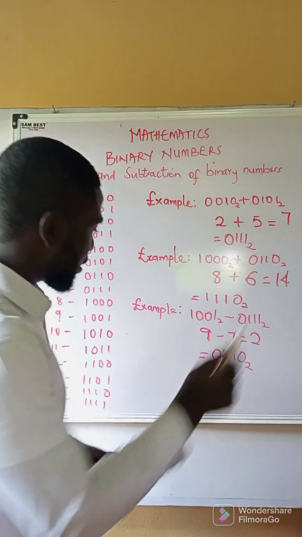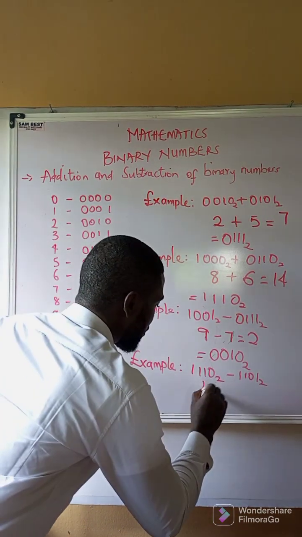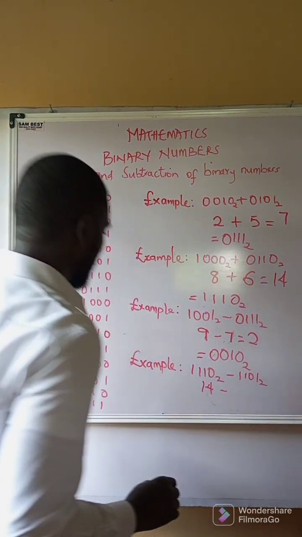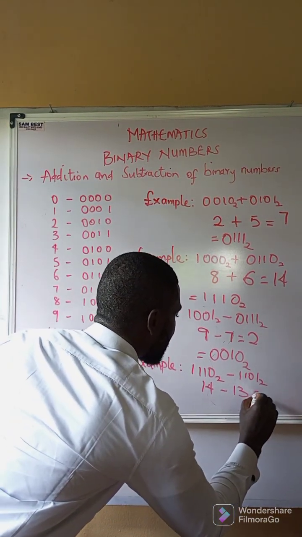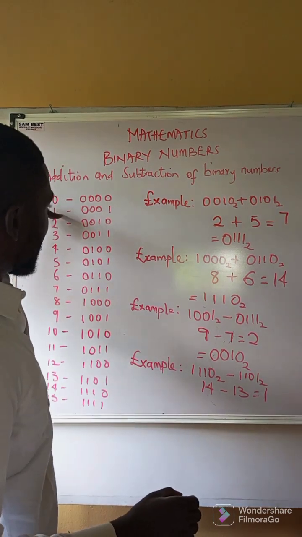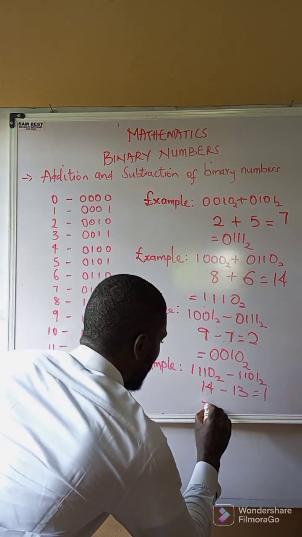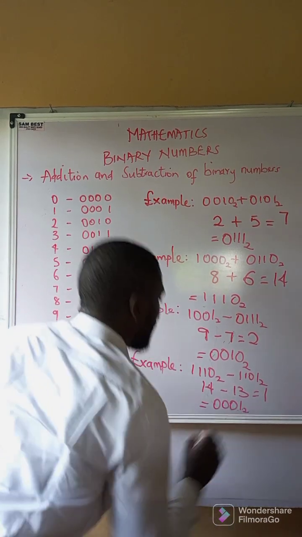All right? Let's take another example to round off. What's 1110 on the chart? You have 14. What's 1101? You have 13. 14 minus 13 will give you 1. And 1 on the chart is 0, 0, 0, 1 to base 2.